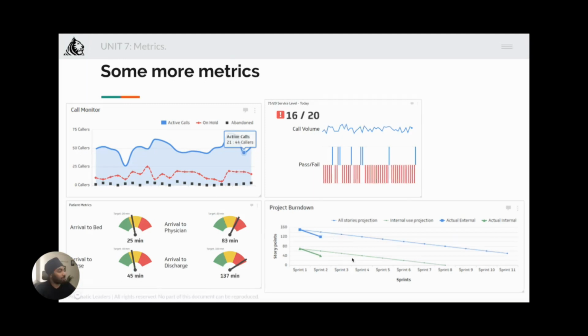What's the project burn down looking like? This is another metric that you will consider as a product manager yourself. So, what were the story points which were initially planned, and how are they actually going? So, actual internal versus actual external versus all stories projection. The all stories projection was this thin line, while actual external was the sprint one to sprint two.